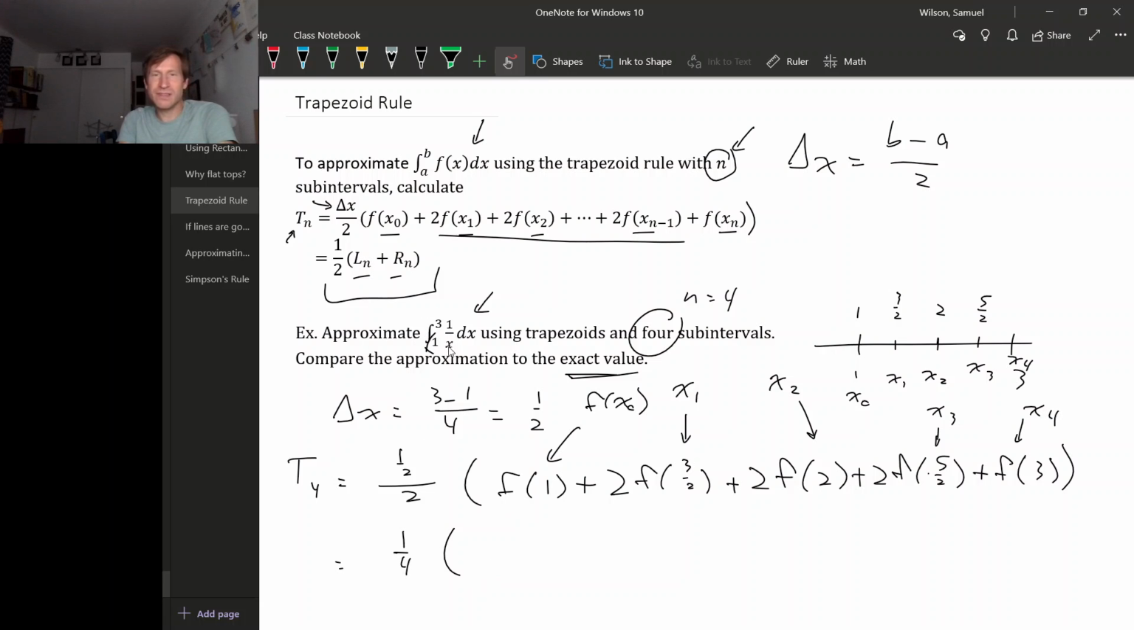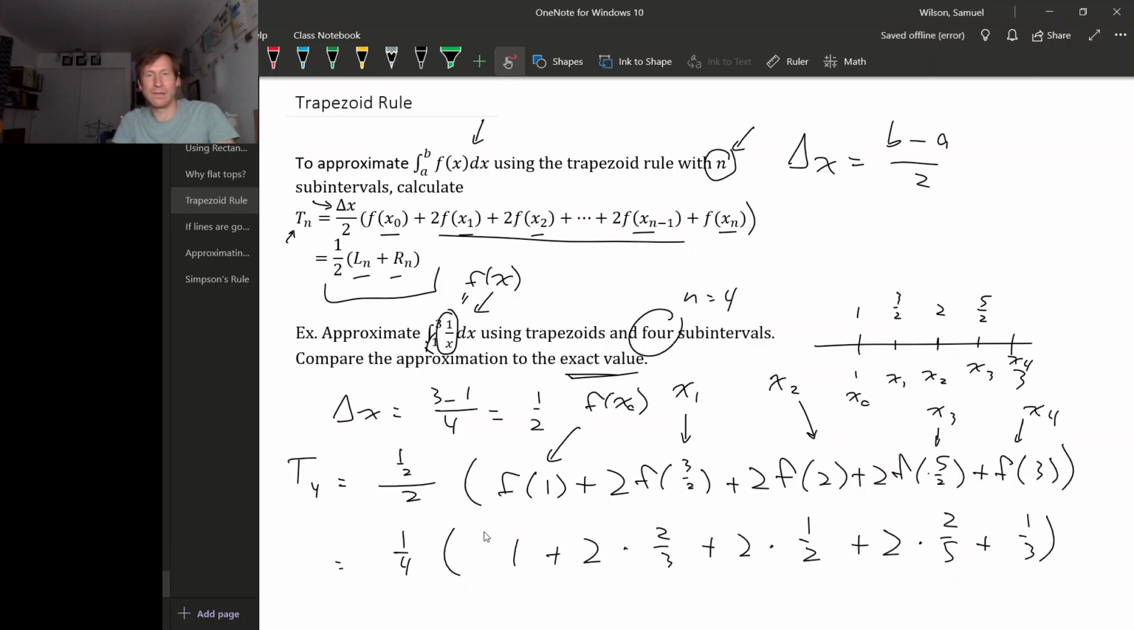And then this f is the integrand function. So f of x is the function 1 over x. So f of any of these fractions, we just take its reciprocal. So f of 1 is 1, plus 2 times f of 3 halves is 2/3, plus 2 times f of 2 is 1 over 2, plus 2 times 2/5, plus 1/3. Okay.